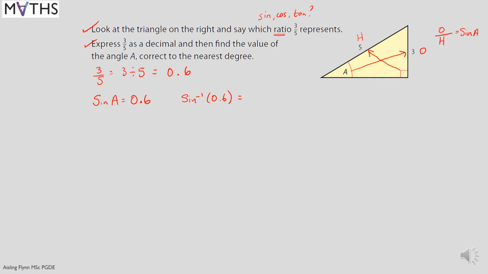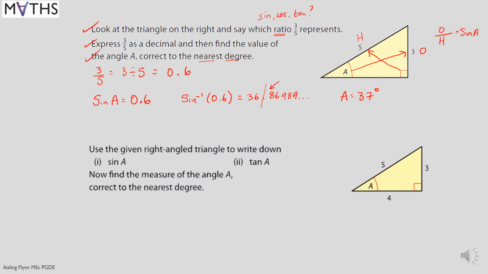And I get 36.86989, and it goes on another bit, and we're asked to give our answer to the nearest degree, so stopping after 36, the next digit tells me I'm more than halfway, I'm closer to 37, so angle A is equal to 37 degrees. Alright, so pause there, make sure you followed correctly, and try and do it on your calculator also.